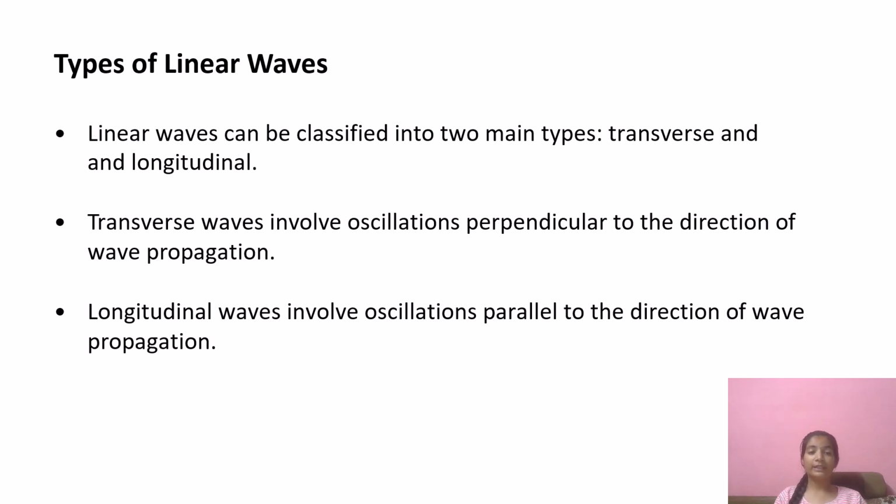Coming to the types, linear waves can be classified into two main types. The first is transverse waves and the second is longitudinal waves. Transverse waves involve oscillations perpendicular to the direction of wave propagation. Longitudinal waves involve oscillations parallel to the direction of wave propagation.